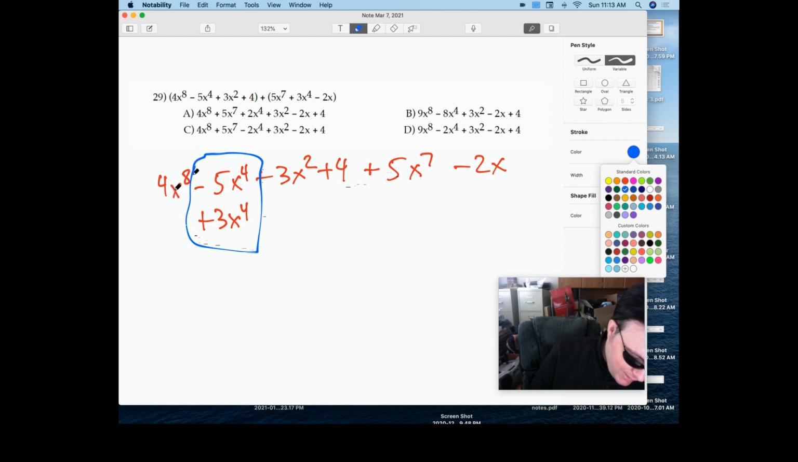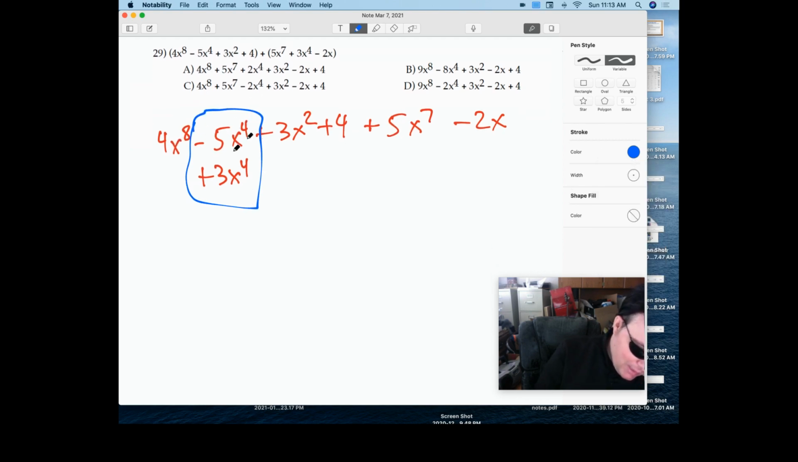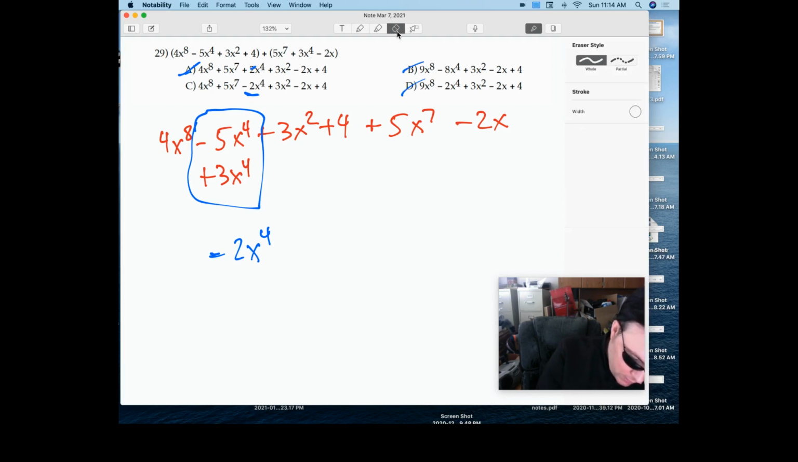So you're really just recopying the same problem, except with negative 2x to the 4th. So then I'm going to just look for negative 2x to the 4th. This is positive 2x to the 4th. So goodbye. This one has negative 2x to the 4th. Okay, so the answer is either C or D. Looks like we still have just 4x to the 8th. So this has 4x to the 8th. This has 9x to the 8th. So that can't be right. So this should be correct.